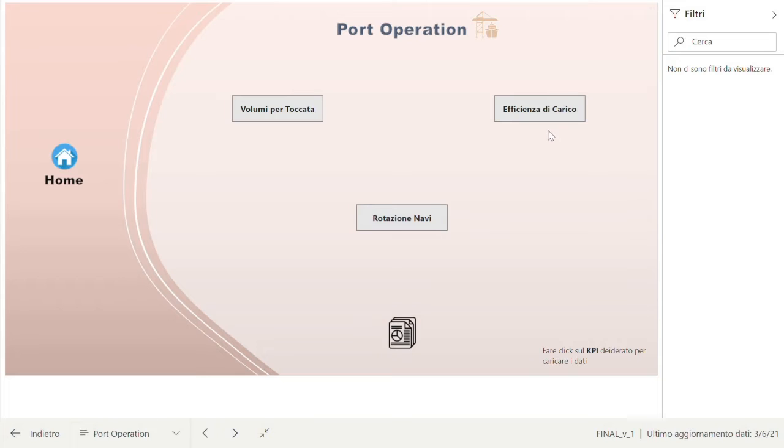Thereafter, cargo efficiency shows how many passengers or tons per hour are handled. Finally, ship rotation, the third KPI, shows the ships' docking times in terms of hours, meaning how much time the ships are berthed. So first of all, let's focus on volumes per call.